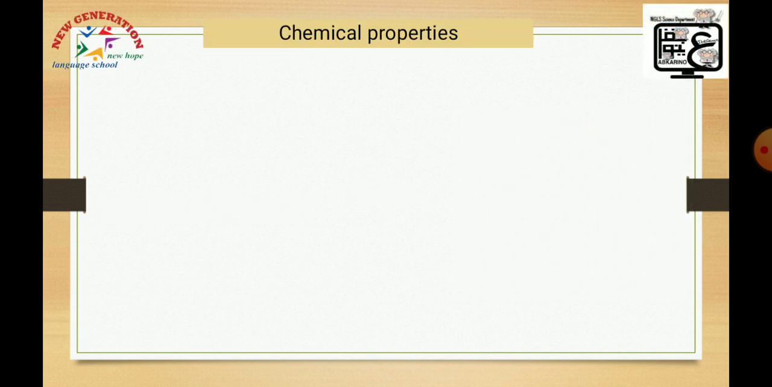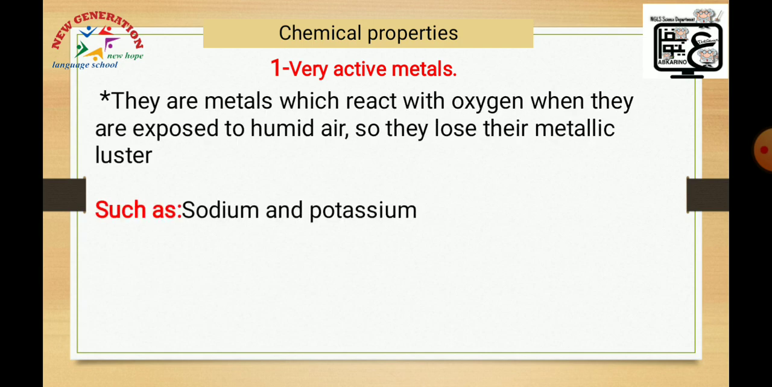Second, chemical properties, metals and chemical activities. Metals can be classified according to their chemical activities into three groups. Number one, very active metal. We'll start with its definition. They are metals which react with oxygen when they are exposed to humid air, so they lose their metallic luster. Examples: sodium and potassium.